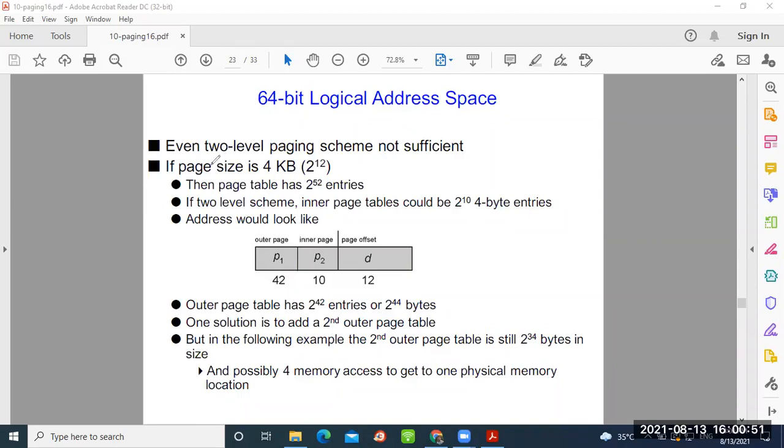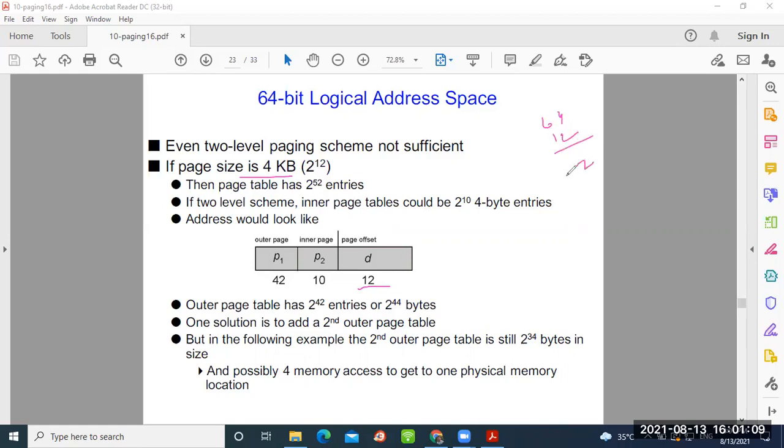Here we have taken the page size equal to 4 KB. That means D will be how much? D will be 12 bits. The offset address is 12 bits. Now, if it is out of 64 bits and you are using 12 bits for the offset address, how many bits are left?